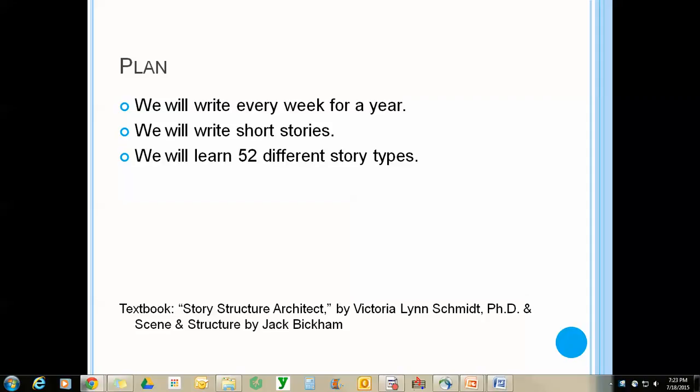Some people say that there are more or fewer story structures. If you look at different books like The Story Structure Architect, Victoria goes over so many different types. If you look at Scene and Structure, he'll say that there's just one type, and they're all kind of the same. So it just depends on who you ask, but I think 52 is a convenient number for us. So that is what we're going to use for right now.